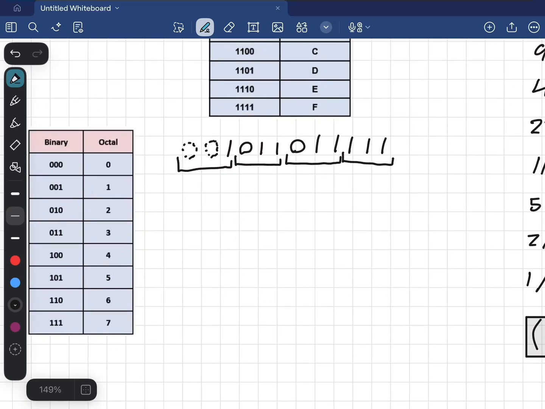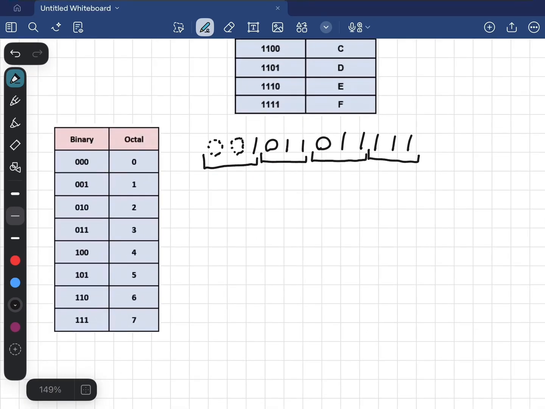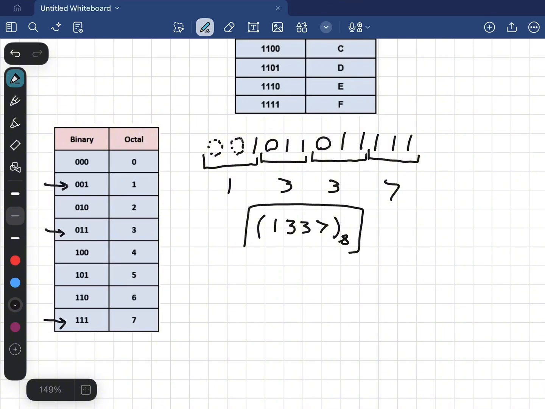Starting from the right, we see 111. That corresponds to the number 7, so we'll write 7 underneath. Next, we have 011. 011 corresponds to 3, so we'll write 3 underneath. And right next to that, we have another 011, so we'll write 3. And for the final one on the left, we have 001. That corresponds to the number 1, so we'll write 1 underneath there. The final answer will be 1337, and then we'll write subscript 8 to show that that's in octal form.